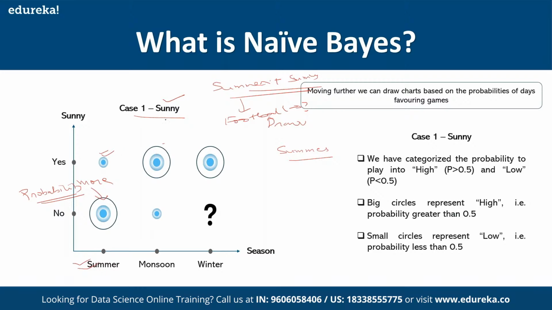Monsoon, it is monsoon now and it is sunny. I'm sure most of us would like to go and play at that point of time. The probability of playing is high, and the probability of not playing will be low. Why? Because if it is not sunny and it is monsoon, most probably it will rain. Similarly, if it is winter and very sunny, the probability of you playing football is high. Now the question is, how will you quantify this?